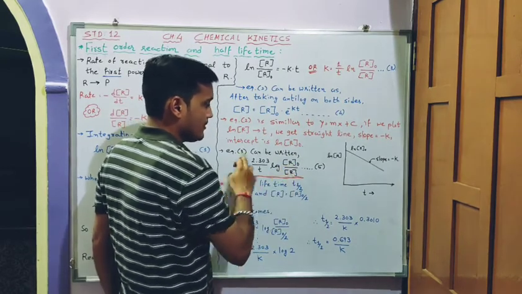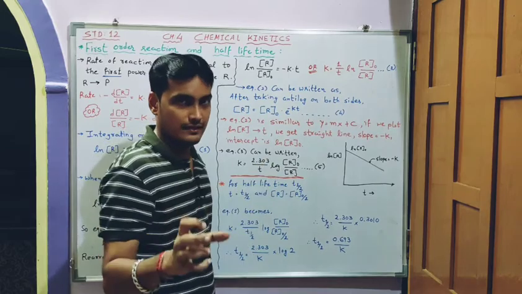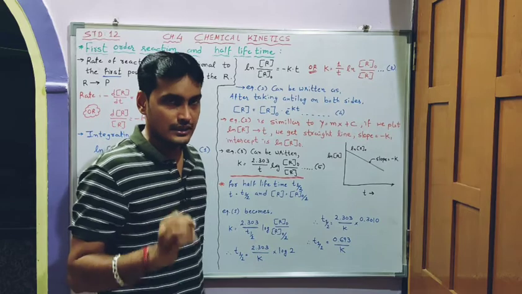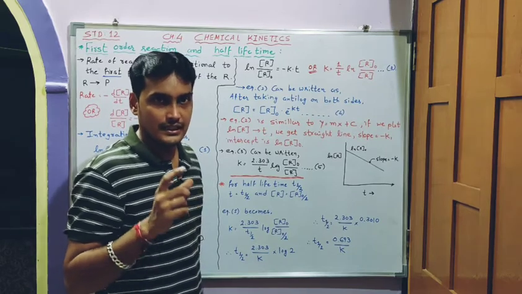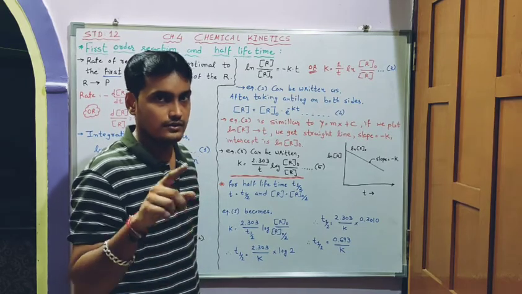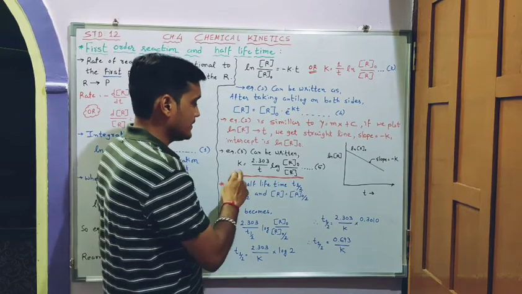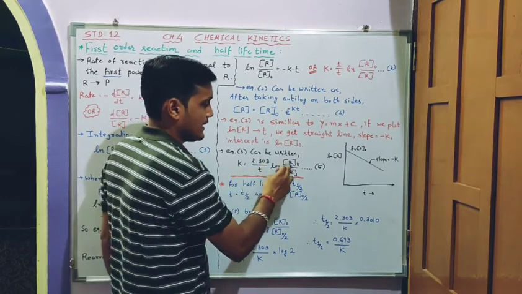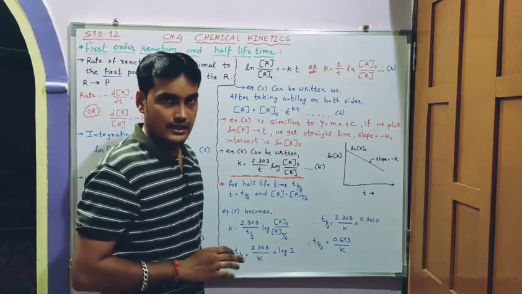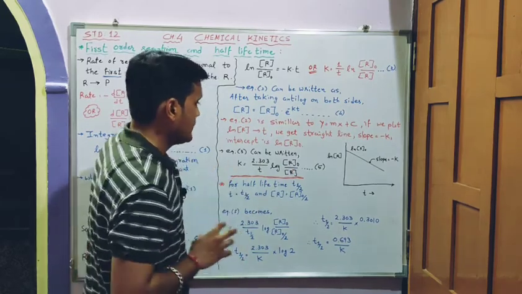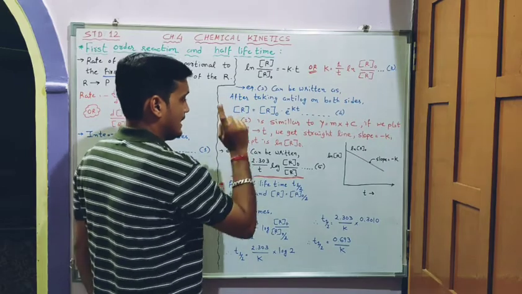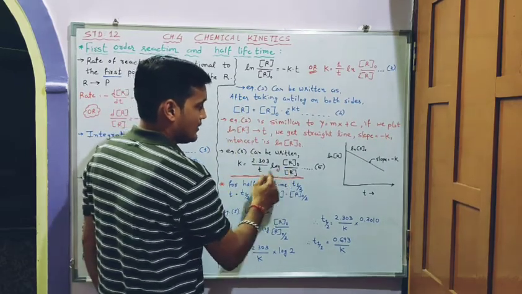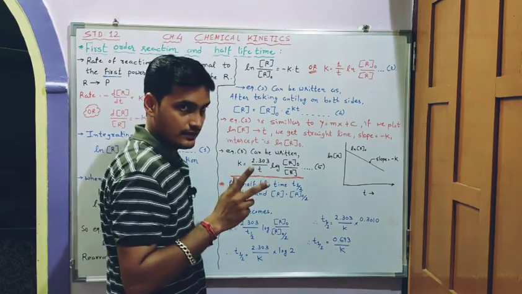This equation number 5 is the main equation for first order reaction. So you can say that the integrated rate constant for first order reaction is represented as K is equal to 2.303 by T log R0 by R. Okay, and if you want to plot the graph of log R0 by R against T, listen very carefully.